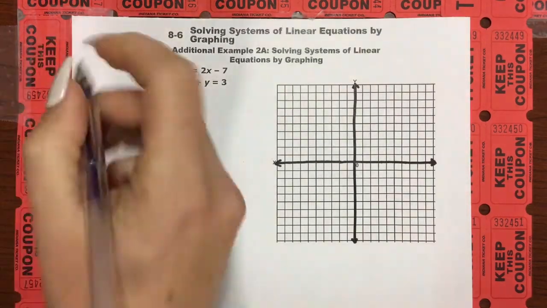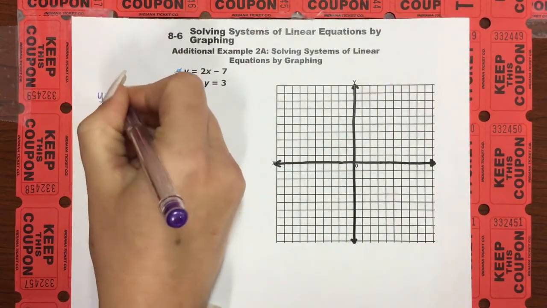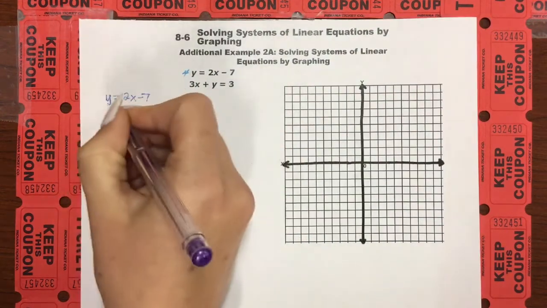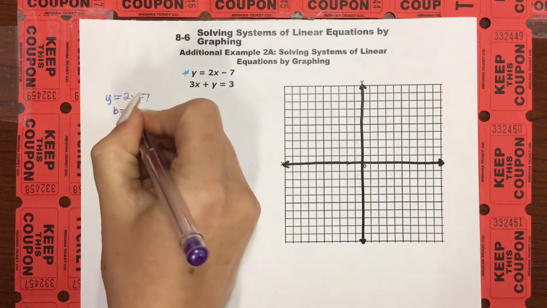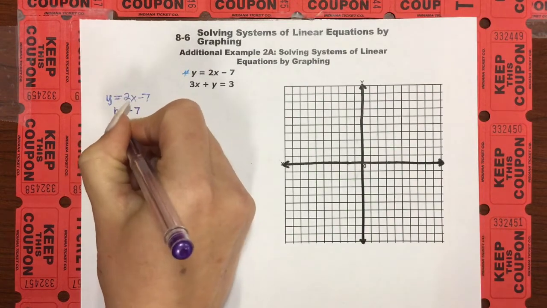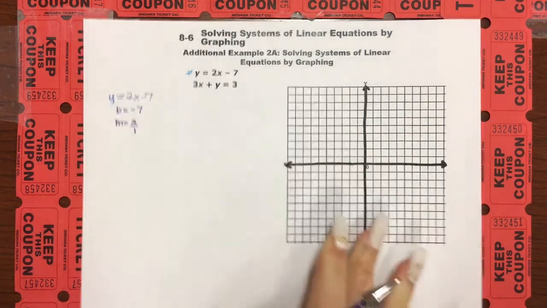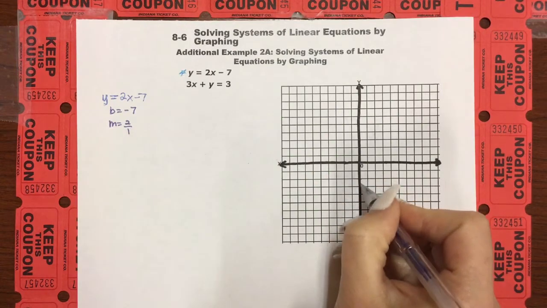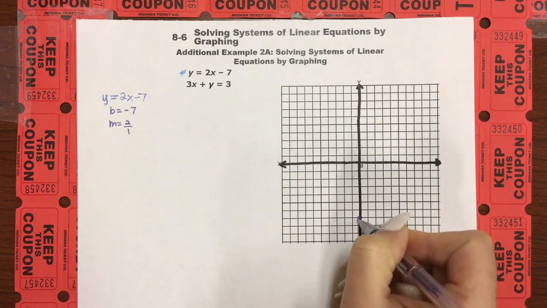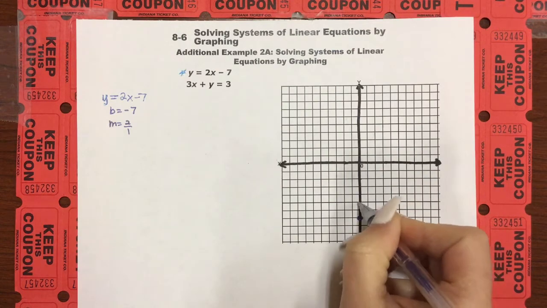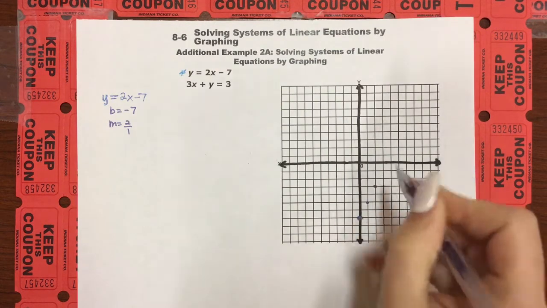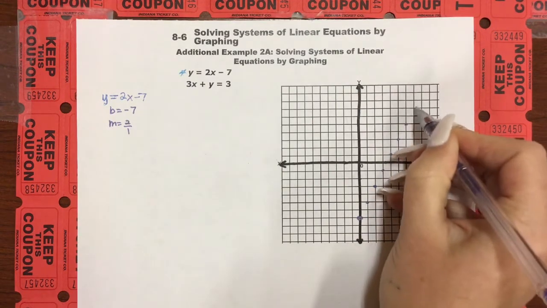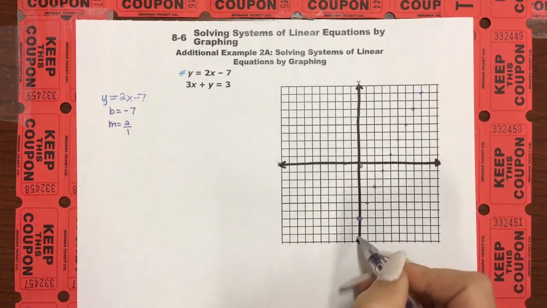Y equals 2x minus 7. That means that my y-intercept is -7, and my slope is 2 over 1. So I'm ready to graph this. My y-intercept is -7, so that's going to be down here: 1, 2, 3, 4, 5, 6, 7. And then my slope is up 2 over 1. Up 2 over 1, repeating, and the opposite, down 2 over 1.